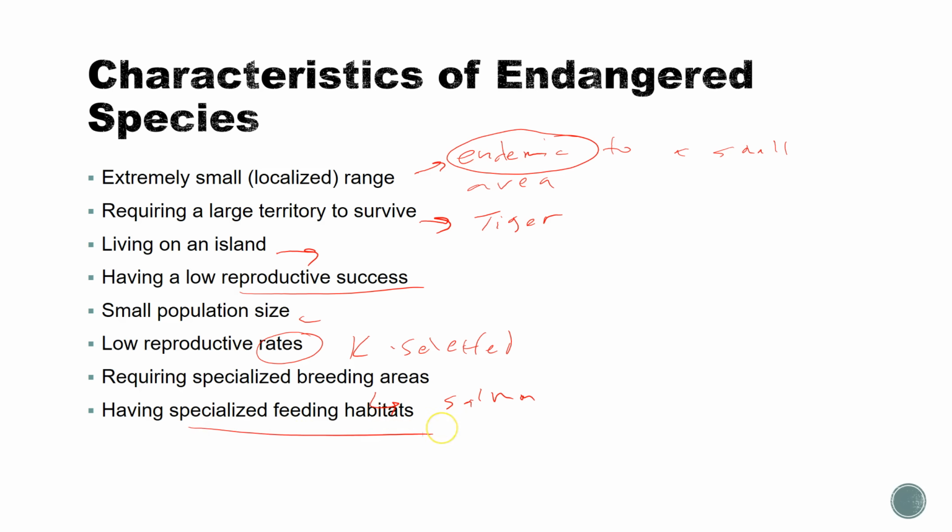Specialized feeding habits is another characteristic. So again, we could talk about pandas, which generally only thrive really well in bamboo forests. All right, so this is just a list of particular qualities. If a population exhibits one or more of these qualities, they are the ones that are more likely to become threatened or endangered over time.